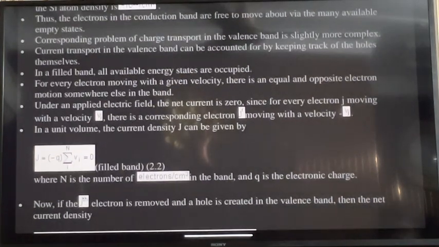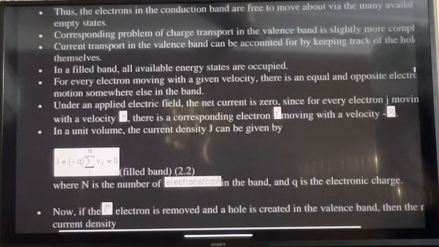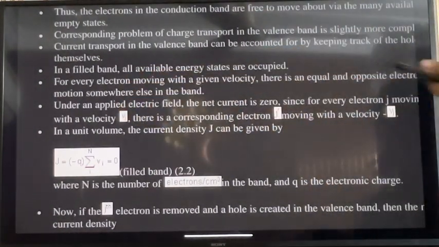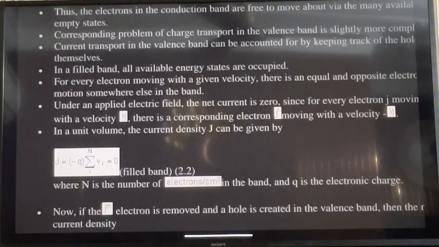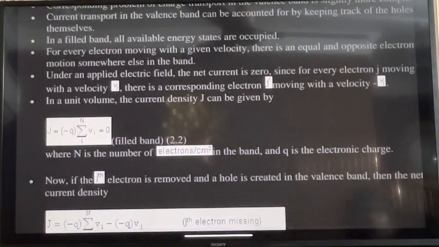However, there's a problem in the slide. I'm so sorry. This should be under no applied electric field. Under an applied electric field, of course, there will be conduction. So, under no applied electric field. I forgot to mention this. Just note that there is no electric field.